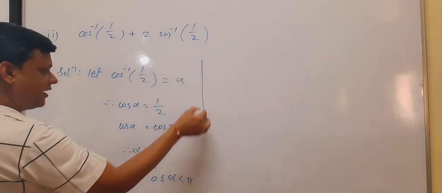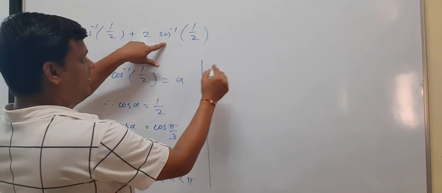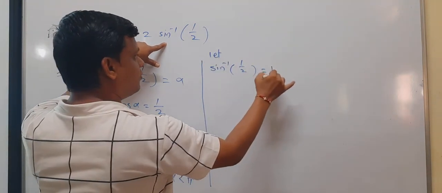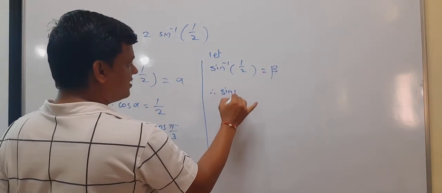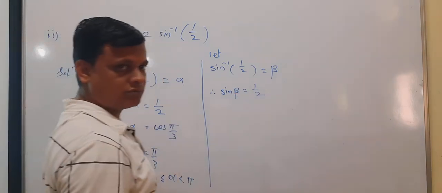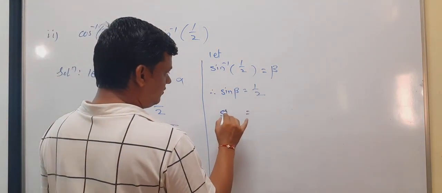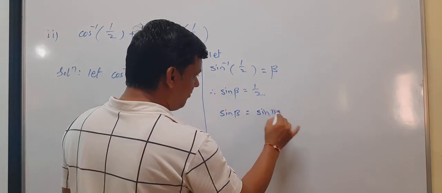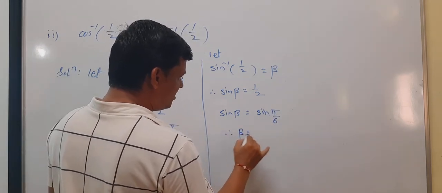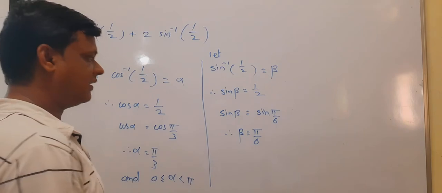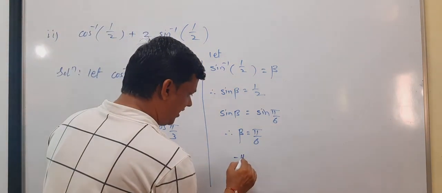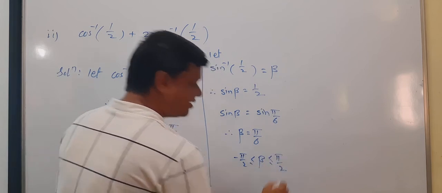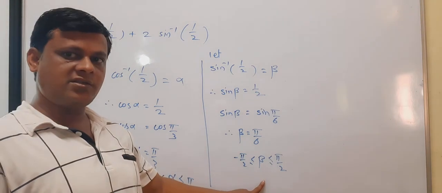Now we have to find the second value, that is for sin inverse 1 by 2. Let sin inverse 1 by 2 be equal to beta. Therefore, sin beta is equal to 1 by 2. We know that sin 30 is 1 by 2, so we write sin pi by 6. Therefore, beta is equal to pi by 6. And for sin, minus pi by 2 less than or equal to beta less than or equal to pi by 2 is the principal value branch, which means this condition is satisfied.